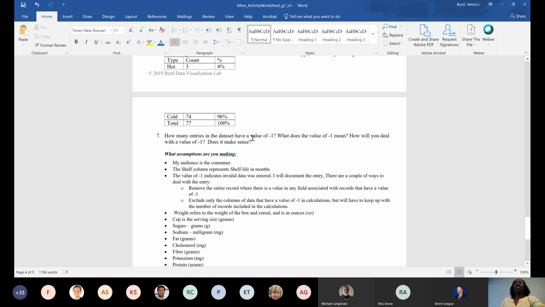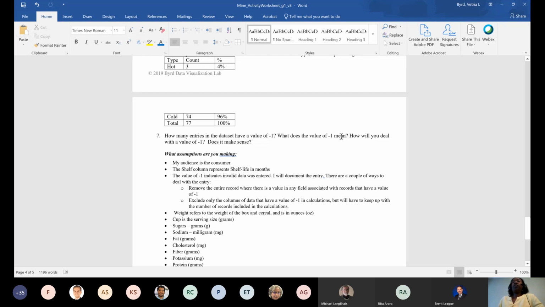How many entries in the data sets have a value of -1? In this case, using that color coding, showing the highlights that I demonstrated earlier, this helps me to identify where those -1s are. You can also use the count function, highlight all of the data, and then use a function that says equals count if the value is -1. It will tell you how many -1 values you have there.